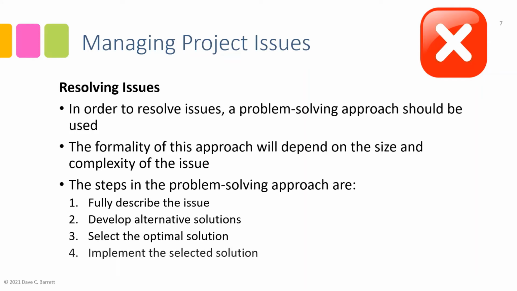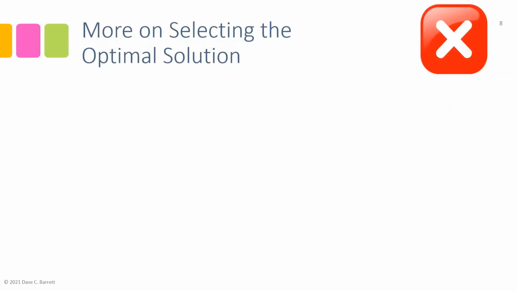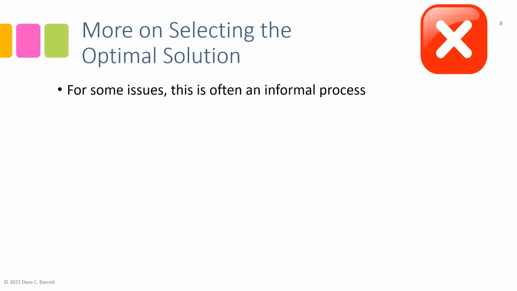And then finally, the last step is to implement the selected solution. So the one that was identified as optimal is the one to implement, is to do it. And that's the 4-step process. Now, for some issues, as mentioned, it is often an informal process.